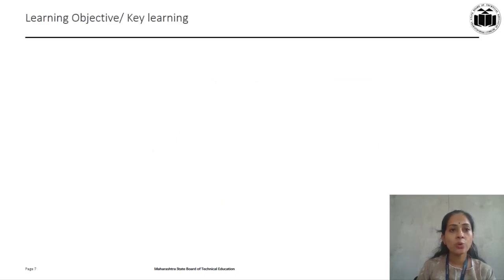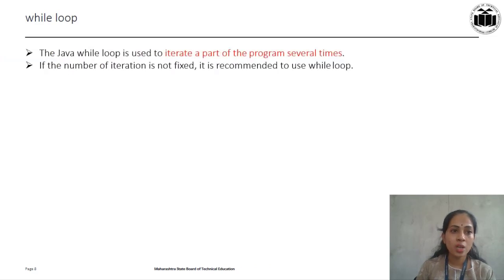So today we will start with the while loop, do while loop, for loop and for each loop one by one, along with their syntax and examples. So let us start with the while loop. Java while loop is used to iterate a part of the program several times. If the number of iterations is not fixed, it is recommended to use a while loop. It means if you don't know the number of iterations, in that case you can use a while loop.